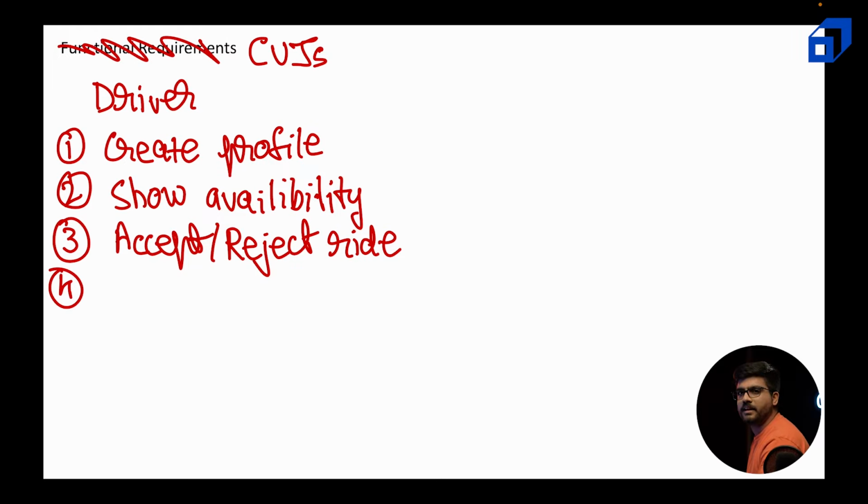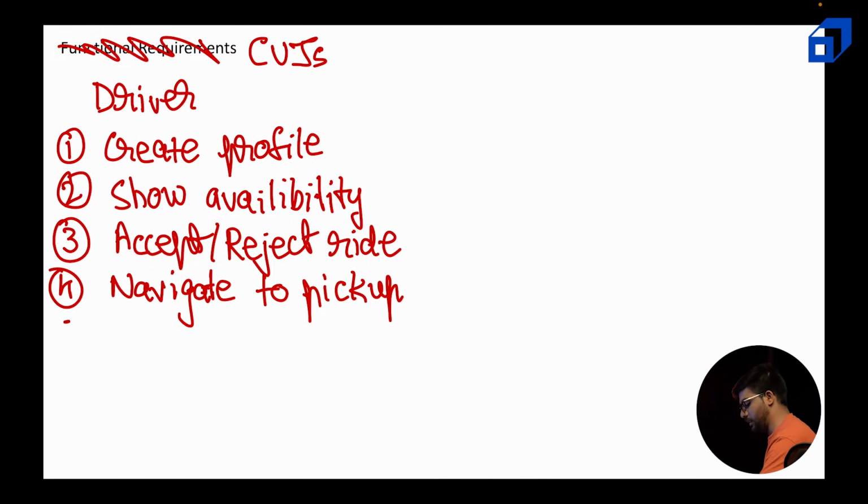Now, when they reject the ride, they are back to square zero and the same flow repeats over and over again. But now, if they have accepted the location, they will be able to navigate to the location, that is the pickup location of the particular user. So, navigate to pickup location. Now, once they have navigated to the pickup location, they are given an option to start the ride. They have accepted the ride. Now, they will start the ride as soon as the person gives the OTP or any such authentication mechanism. So, start the ride.